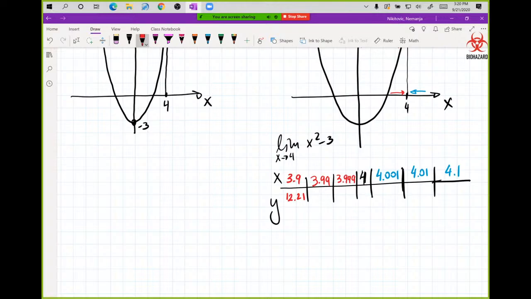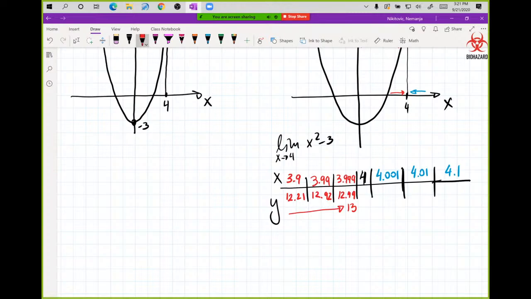Then you have 3.99 squared minus 3, and that gives you 12.92. And finally, you have 3.999 squared minus 3, that gives you 12.99. So I hope that you see that this trend is the numbers are rising, and they are rising towards 13, right? Because the last number did not jump over 13. It got closer to it.